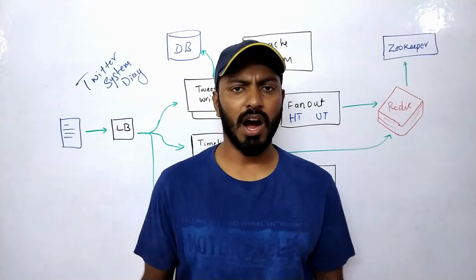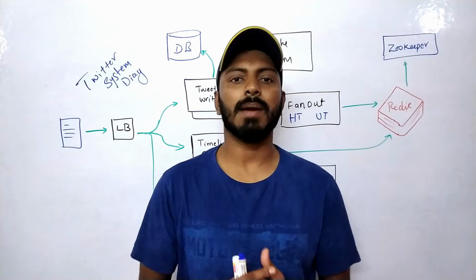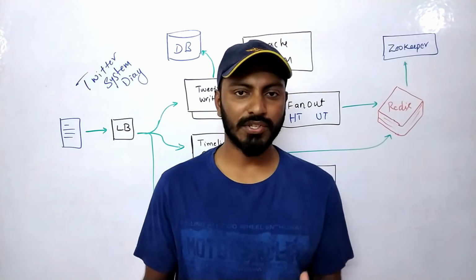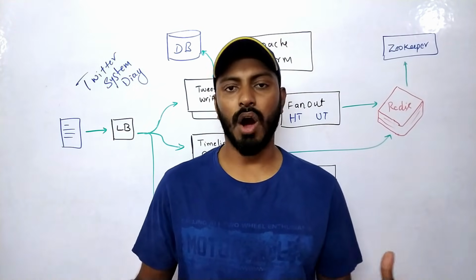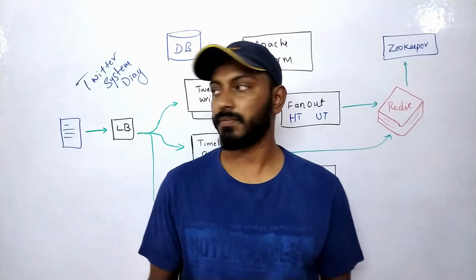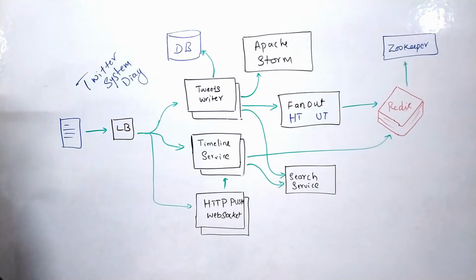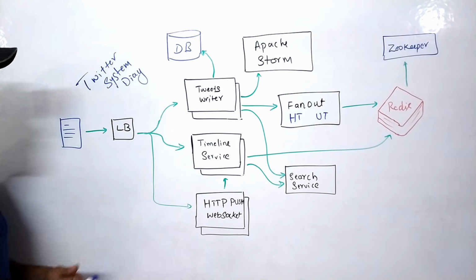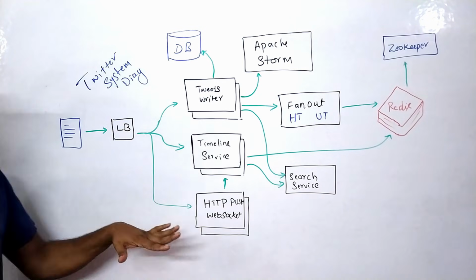So far we learned how search works, how timelines are calculated, and also how trending hashtags are calculated using stream processing. Now it's time to learn how data flows through the system, or the system design for Twitter. And here is the system design, and I have already explained most of the important components in this system design. Now I'm going to explain a little bit about how the data flows through the system.